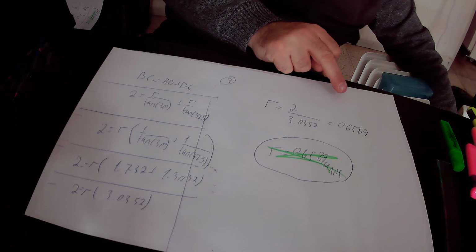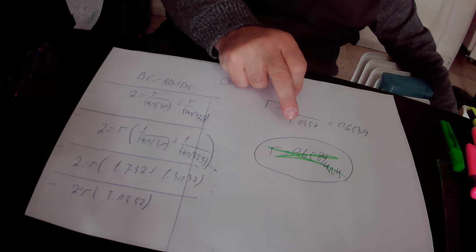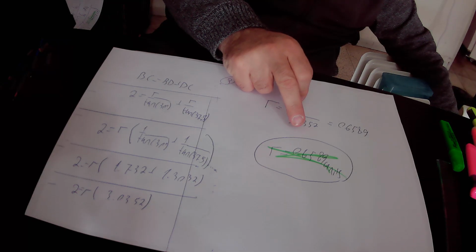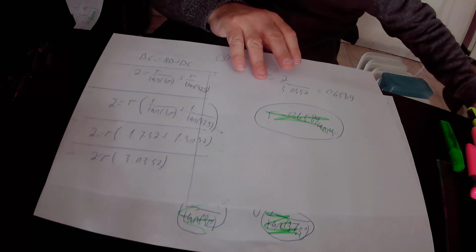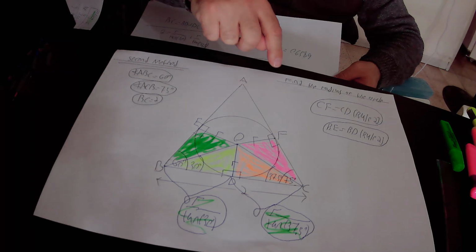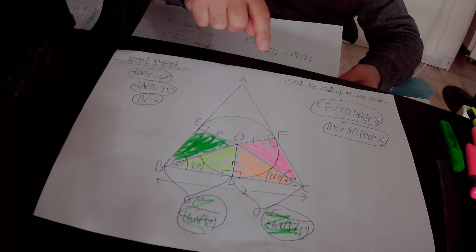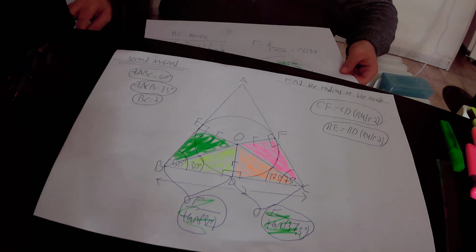That is actually 0.6589. So the radius R of the circle equals 0.6589 units. So in both methods we found that the radius R of this circle equals 0.6589 units. Okay, thank you very much.